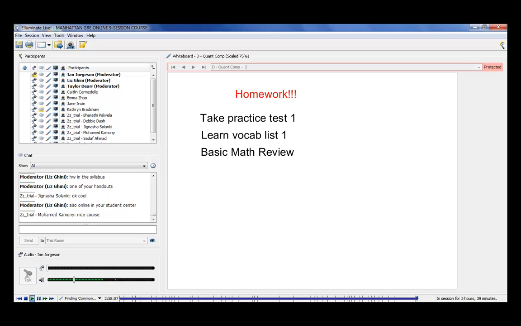So those are the main three things. There's about 8 other things listed in the syllabus, but those are the main three things that I really, really want you guys to focus on. And the first one is by far the most important one. Do that one, if nothing else.